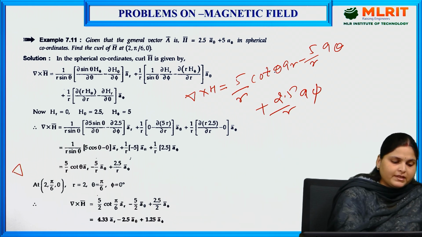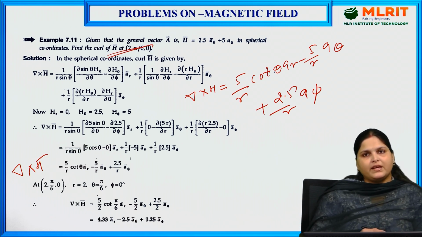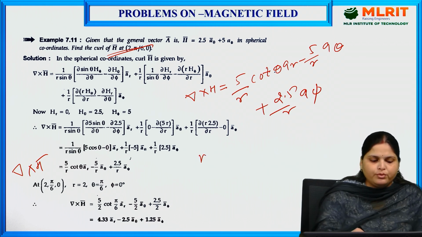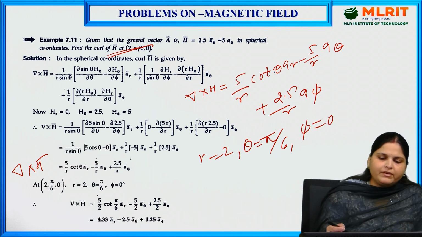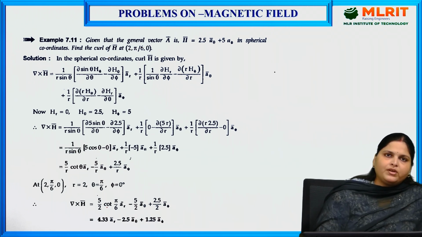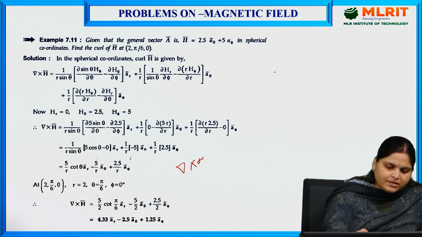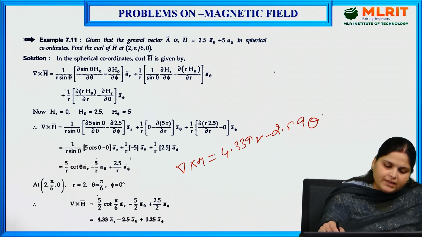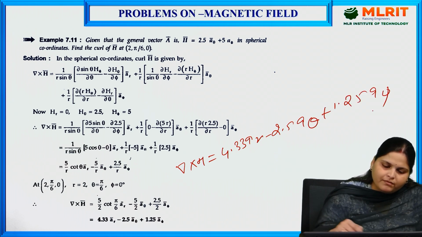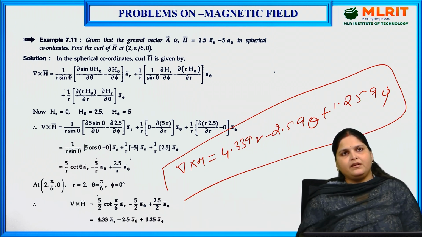So this is del cross H, but we need to find it at (2, pi by 6, 0), and as I already said, here r is equal to 2, theta is equal to pi by 6 and phi is equal to 0 given. In this del cross H, when we put r, theta and phi, we will get del cross H is equal to 4.33 a_r minus 2.5 a_theta plus 1.25 a_phi. This is the curl of H at (2, pi by 6, 0), right?